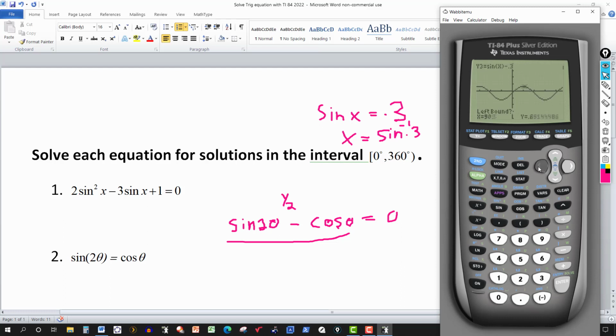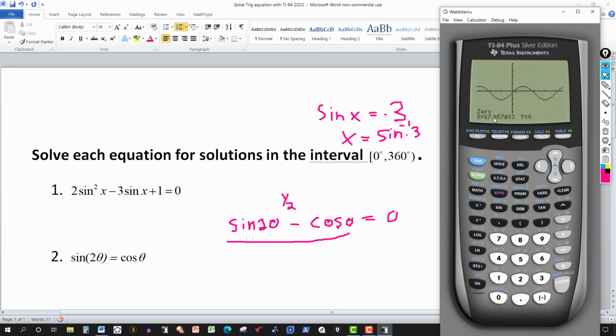And I could do that one, but I'm going to go to the beginning. So I want the 1 right here where it crosses right there. Once the left bound, I hit enter. Then I want the right bound, so I go past that point and hit enter. Then it wants a guess. I can ignore that and just hit enter. And you can see y equals 0.